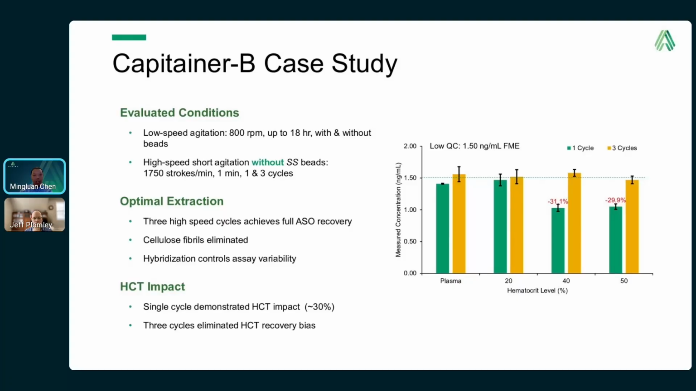Low-speed incubation alone is not sufficient, particularly at a high hematocrit level, resulting in reduced recovery. Short high-speed agitation effectively releases the ASO while keeping the disk intact. One cycle is not enough at high hematocrit levels, especially for the low QC samples, but 3 cycles eliminate hematocrit-dependent variability, achieving consistent recovery across all conditions. And this optimized desorption procedure allows a complete extract transfer without co-transferring cellulose debris, enabling effective hybridization and reliable quantitation.